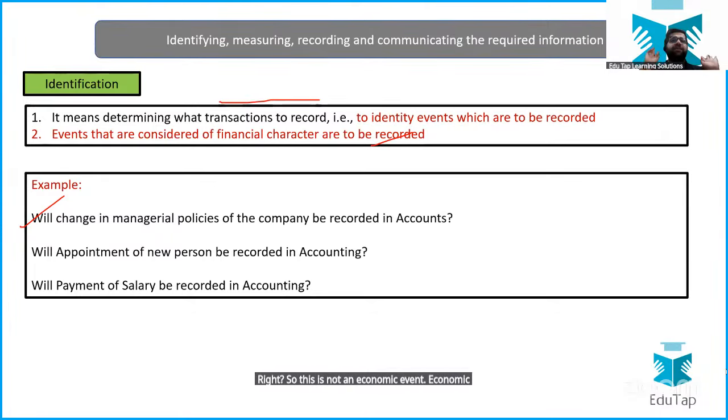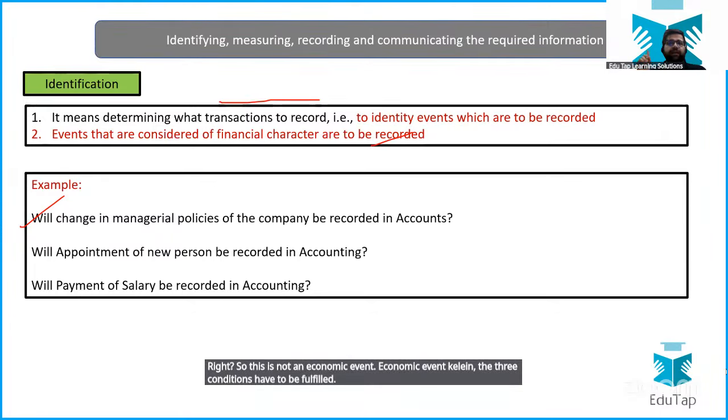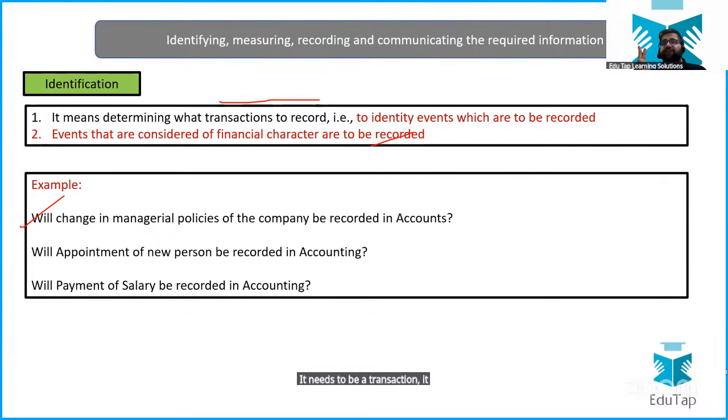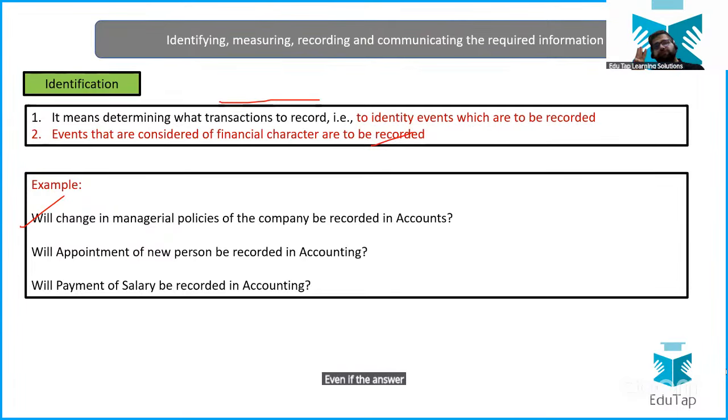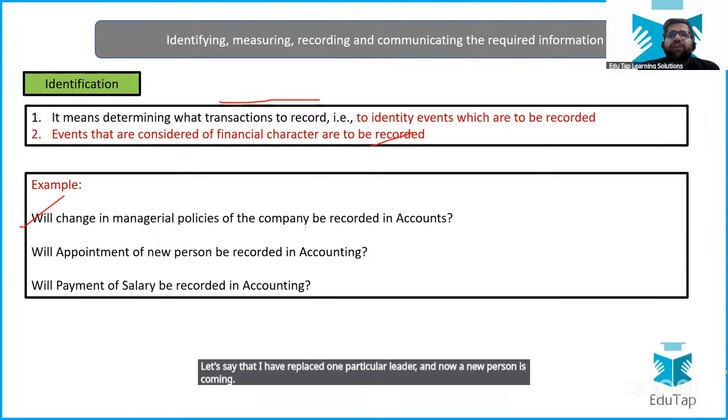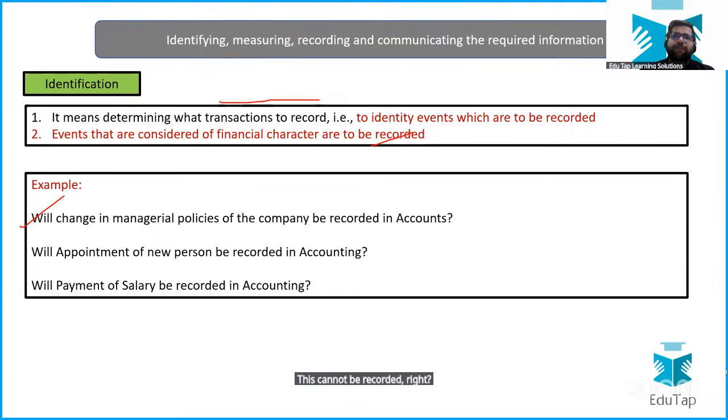For an economic event, the three conditions have to be fulfilled. It needs to be a transaction, it needs to affect the financial health, and it needs to be measured in monetary terms. Even if the answer to one question is no, then it's not an economic event. Second, will the appointment of a new person be recorded in accounting? Let's say I have replaced one particular leader and now a new person is coming. This cannot be recorded, right? Because this will not affect the financial health of the company.